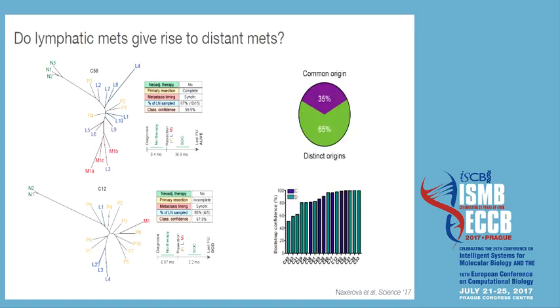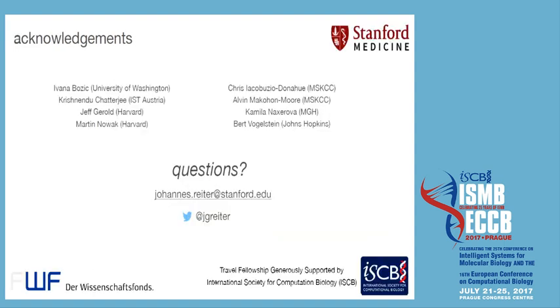When we did the analysis across the whole cohort, we found that of all the colorectal cancer patients, we found distinct origin of lymphatic and distant metastases for 65% of the cases and common origin for 35% of the cases. So with that, I already want to conclude my talk.